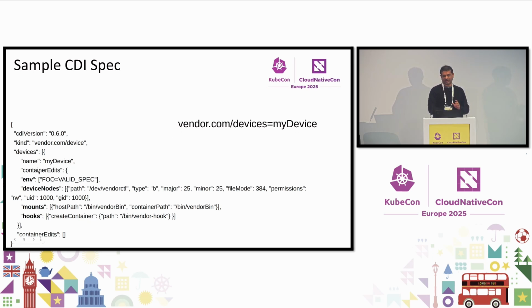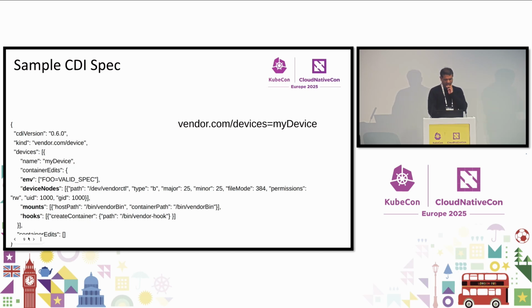And this container edits is essentially a way to tell CRI-O, or the CRI runtime, that if this device has to be used in the container, then inside the container, please set this environment variable. These device nodes should be made available. I want these mount paths from the host to be ready inside the container. And for brevity, I just mentioned one hook here, but there are 5 other hooks, like create container, start container, etc., that you can use inside this container edit.